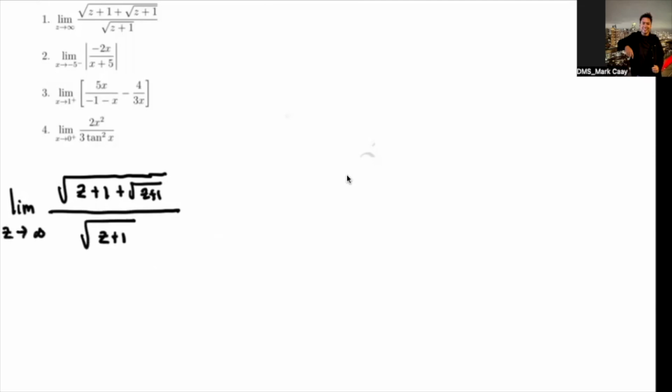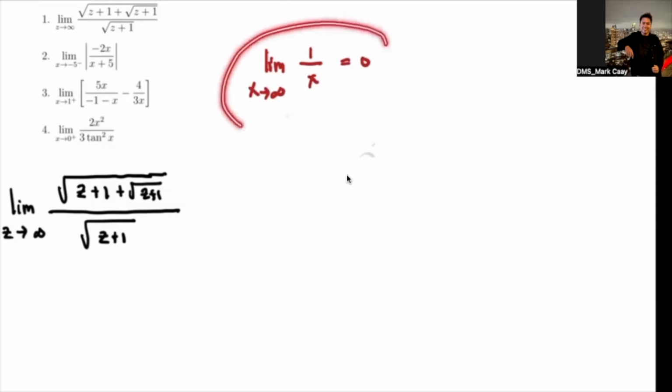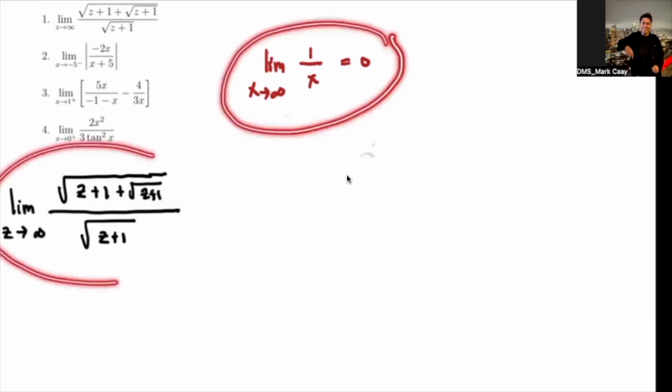Okay, so to answer this, let's recall the theorem that we have discussed in a previous video that the limit of 1 over x as x approaches infinity is 0. Sa ganyang theorem na to, ito yung gagamitin nating tool for us to solve this problem.